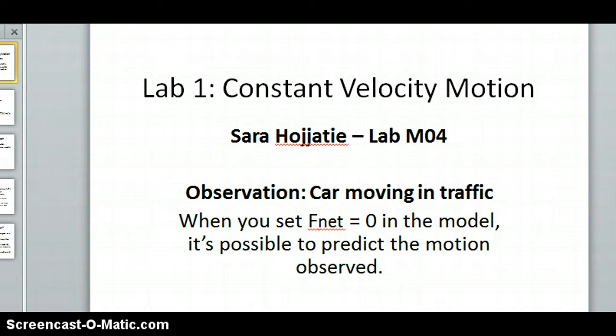The observation was a car moving in traffic, and the assumption was that the net force is equal to 0 because the velocity of the car is constant.